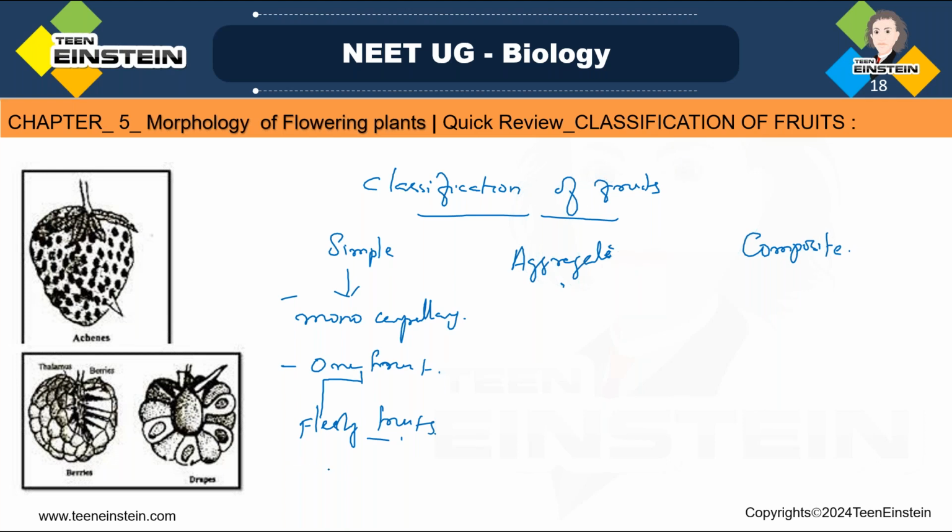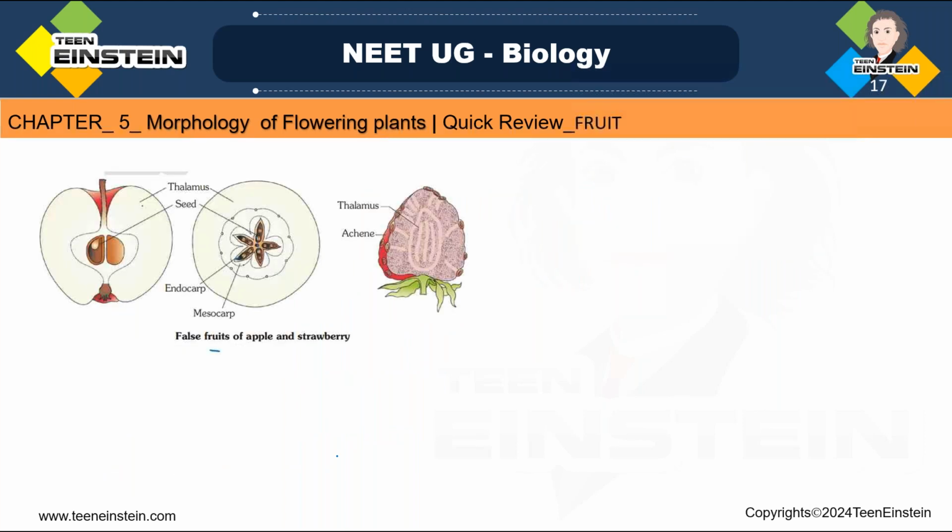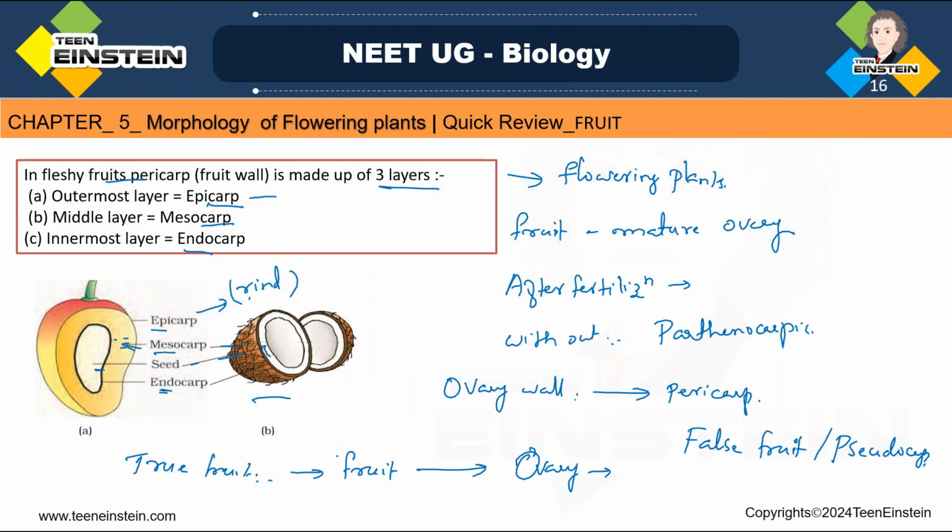In coconut, the epicarp is very hard. We have already seen the epicarp is very hard. In which one? In coconut, right? And the mesocarp is thick and fibrous, and the endocarp is hard, and the seed is protected inside that.